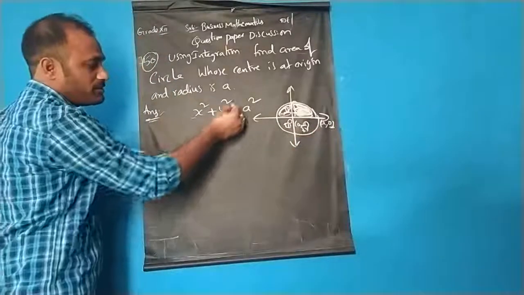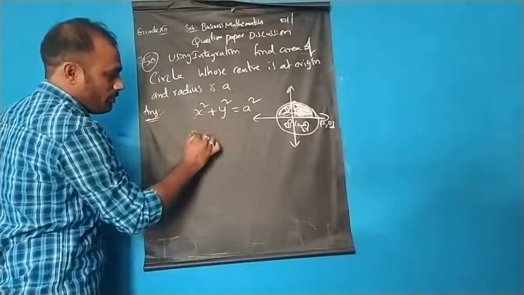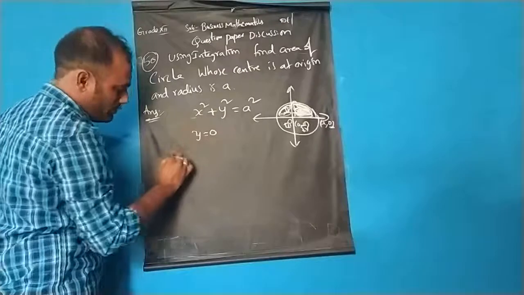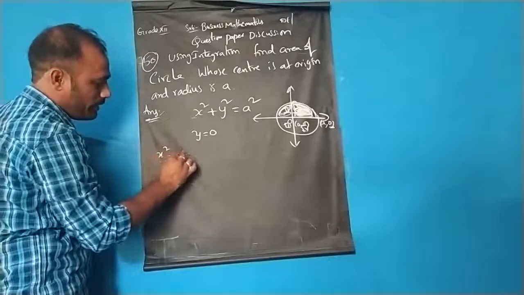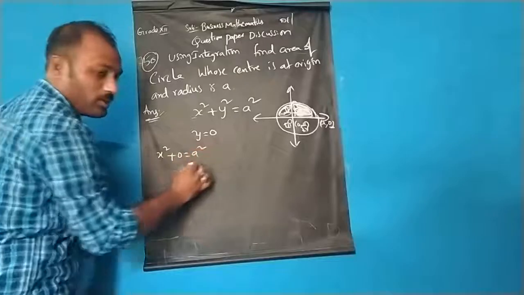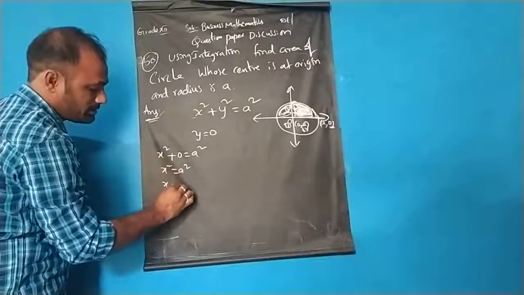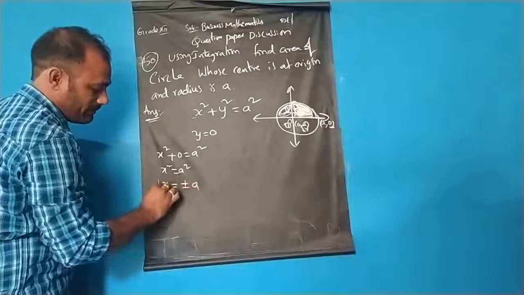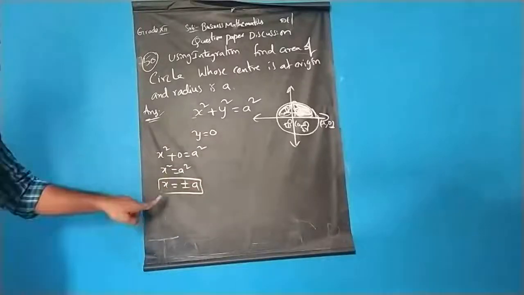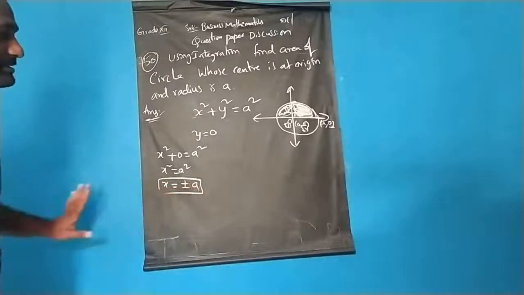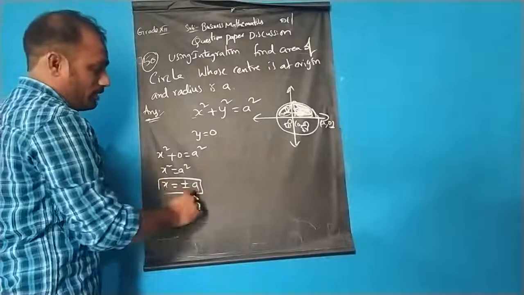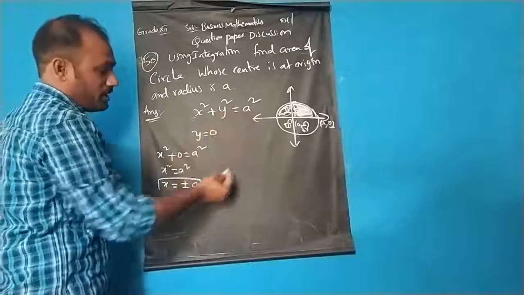Here, if you observe, the y coordinate is 0. If I substitute y equal to 0, then we get x square plus 0 is equal to a square. So x square is equal to a square, and x is equal to plus or minus a. So here we get two values, x equal to plus a and minus a. So here we can make the integration.